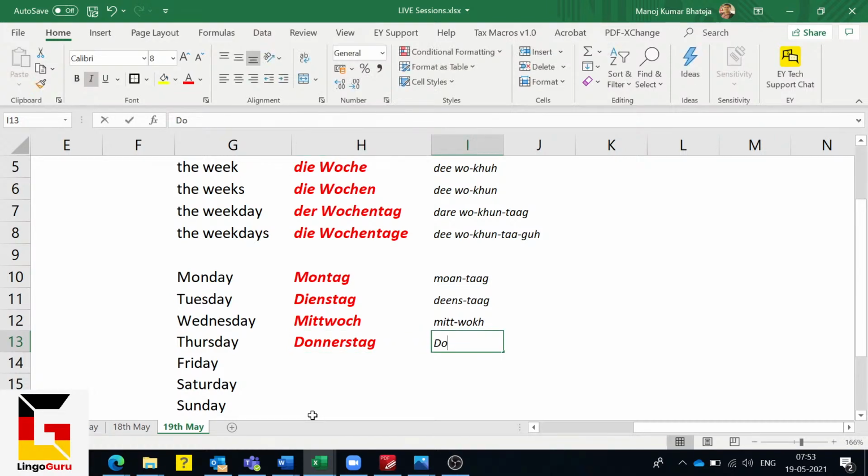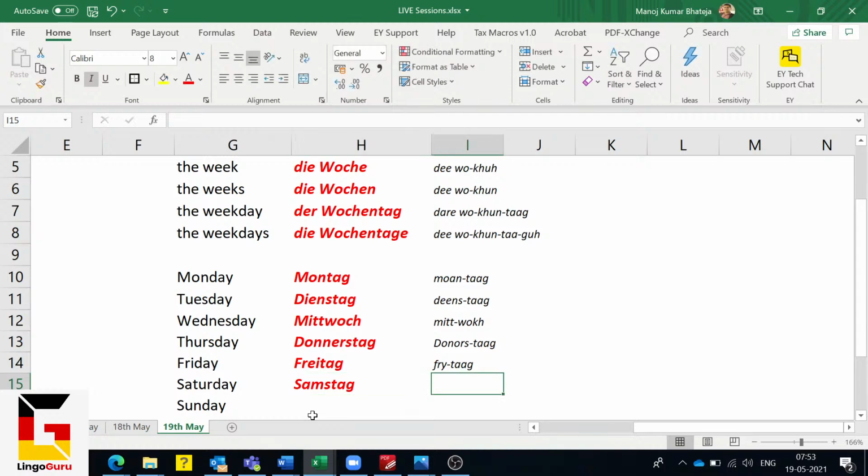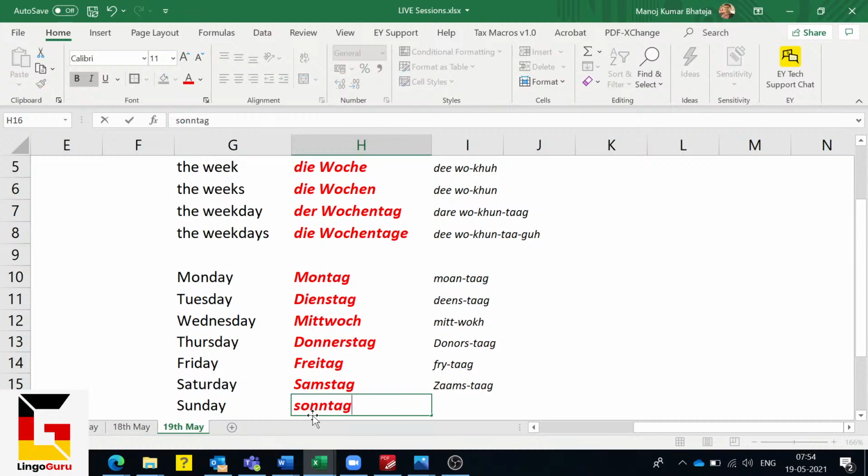Thursday, Donnerstag. We have Donner, the blood donor. Donnerstag. Friday, Freitag. Saturday, Samstag. S is going to be pronounced as Z. Sunday, Sonntag.